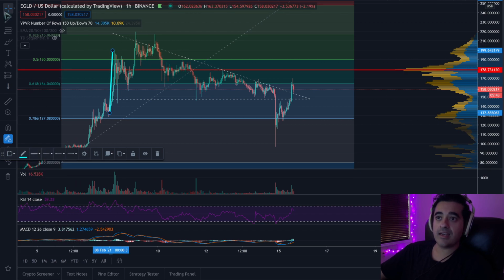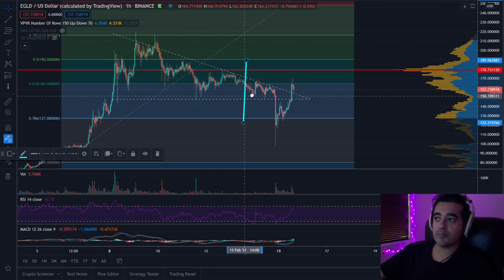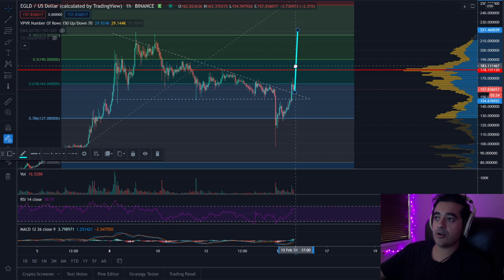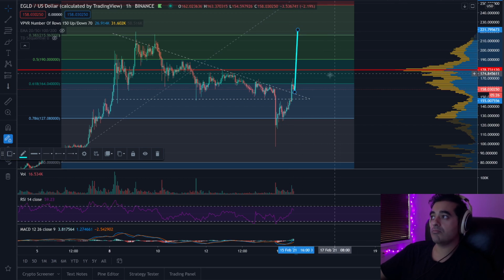So this line on the left-hand side was our original pump, right? So what you do is, just to give yourself an estimate, it's never 100% accurate, but if you put this here and we bounce off of this, what we're looking for is a move up to around 220, about 220.